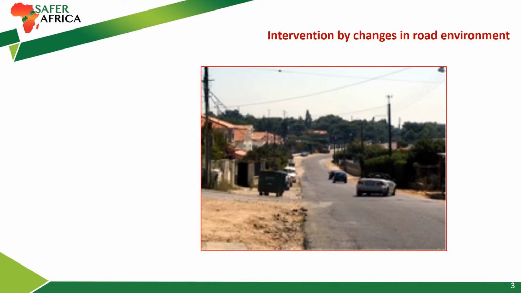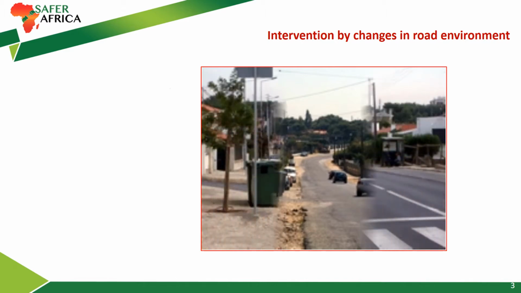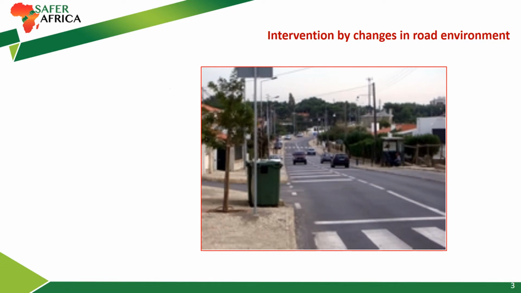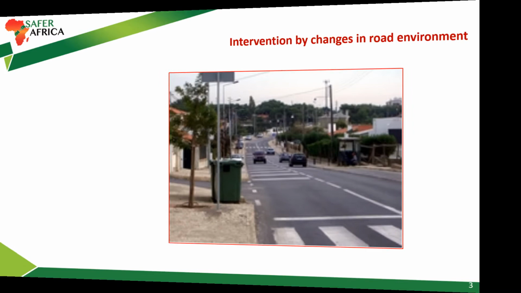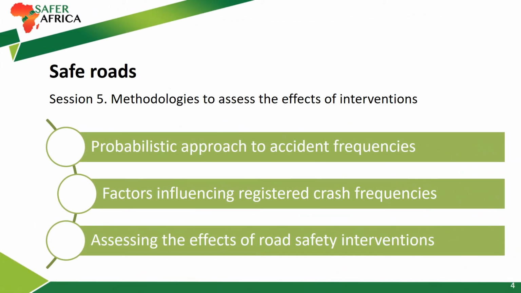The main principles being described relate to two broad questions: how to evaluate the safety level of an existing road element, for example, the suburban road shown in the picture, and how to assess the effect of safety interventions on the safety level, for example, the effect of the change to a more urban setting. So in this session we will deal with three main topics: probabilistic approach to accident frequencies, factors influencing registered crash frequencies, and assessing the effects of road safety interventions.